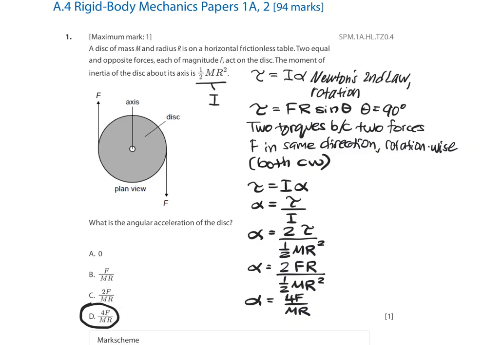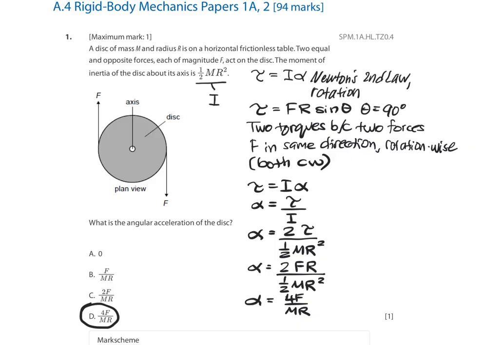And torque is force times radius, or the distance from the center of the mass, sine theta, where theta is the angle between the force and the radius. Those forces are tangential to the disk, and so they're at 90 degrees to the radius, so sine theta goes away. And by goes away, I mean equals 1.